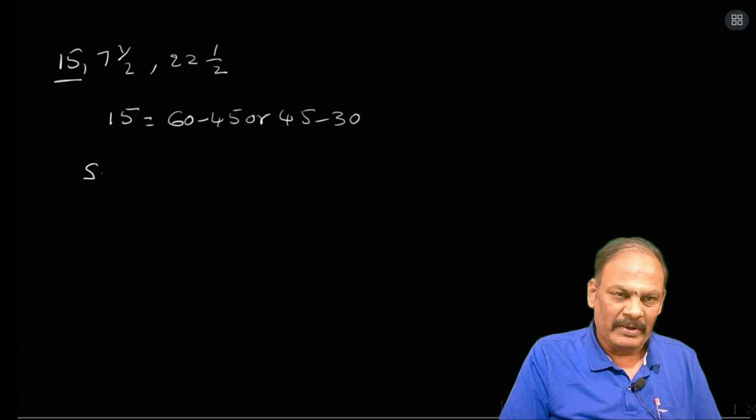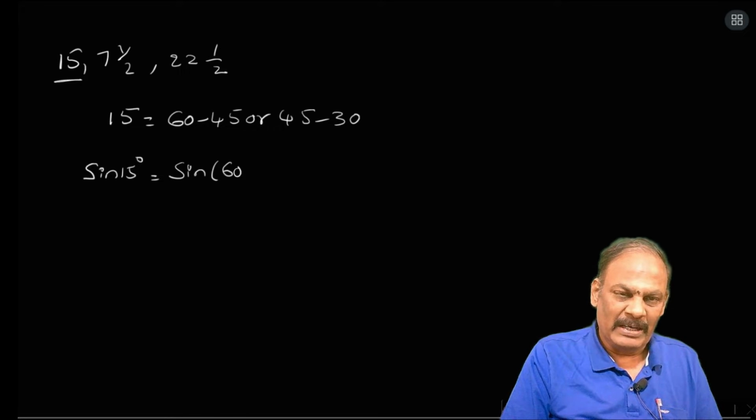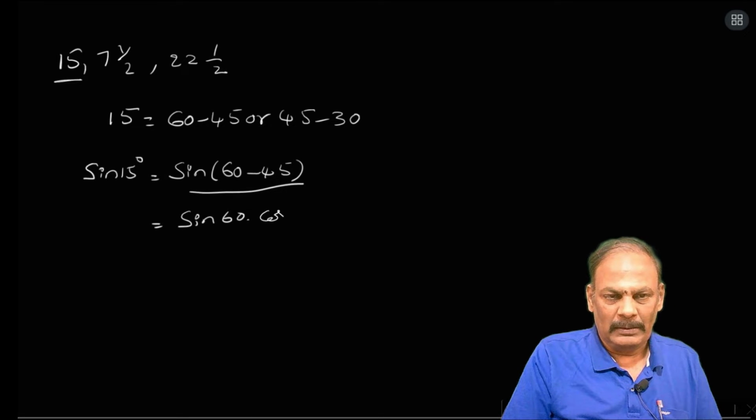Now sine 15 degrees equals sine of 60 minus 45, I am taking. This is the form of sine of a minus b, that is sin a cos b minus cos a sin b.